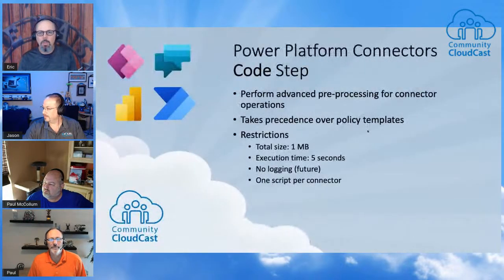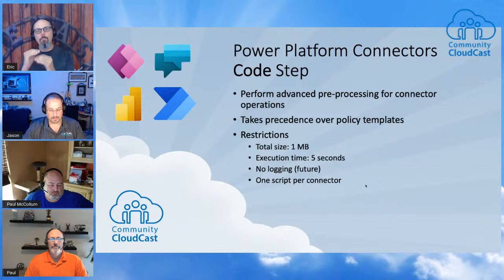A couple of things that you do need to be aware of. These happen before a policy template. So if you already have policy templates in place and you plan to replicate or change that functionality, be aware that code gets executed before the policy template in order of precedence. The total code file has to be less than a meg. Execution time has to happen in under 5 seconds. So if you're calling out to an external service to do something, or running some operation that fetches data, be aware of that processing limit that you have to stay under.